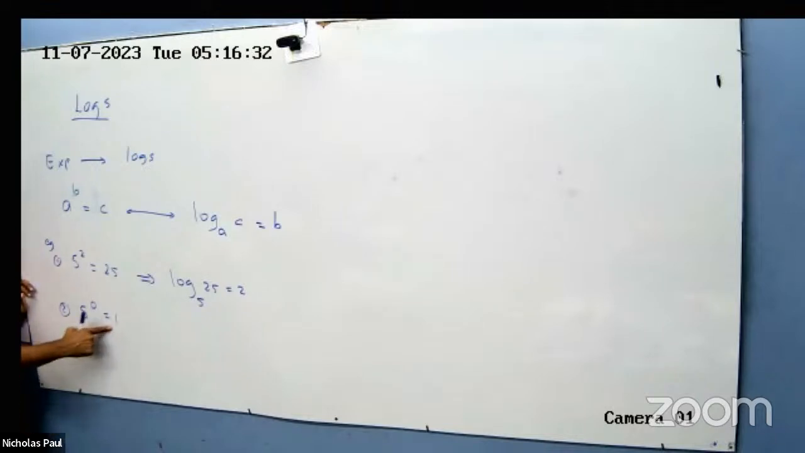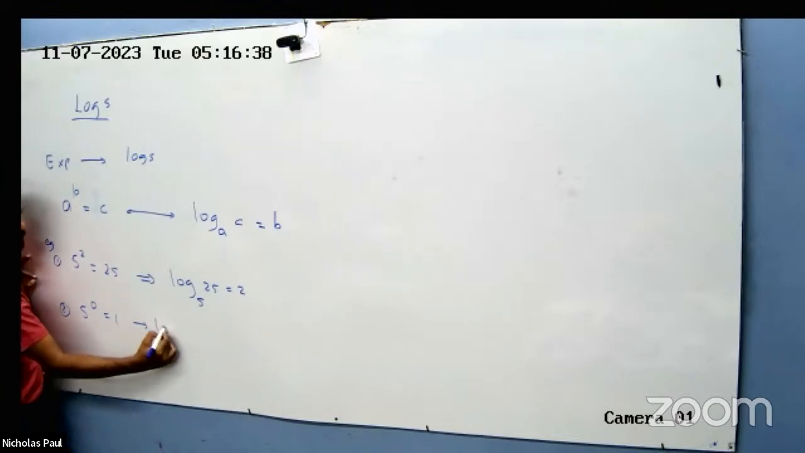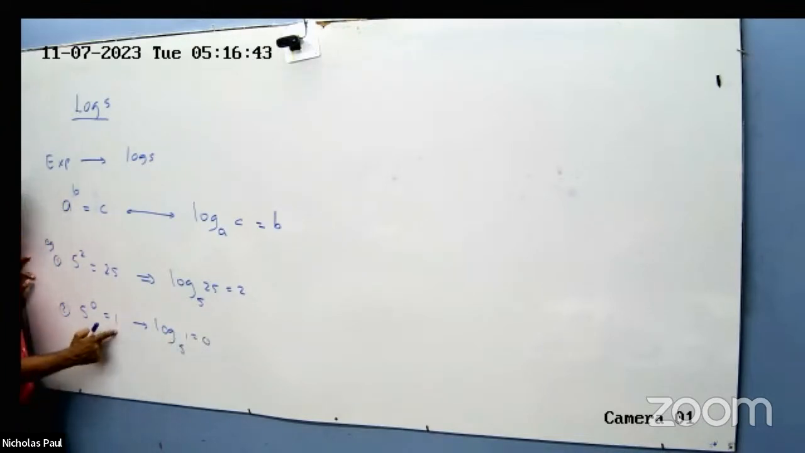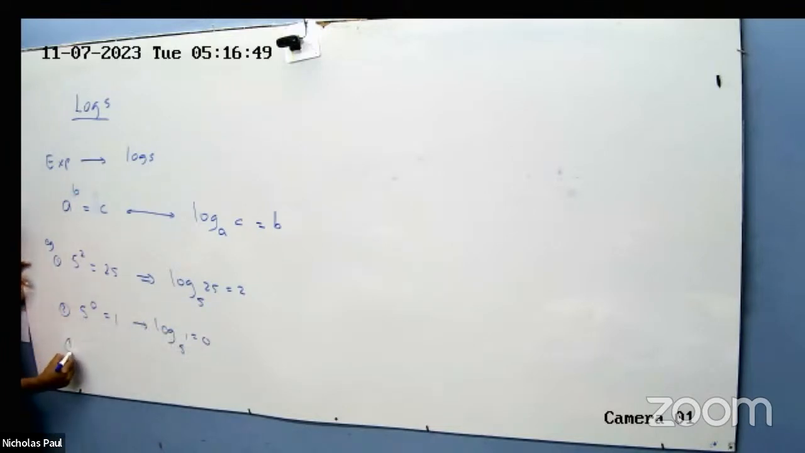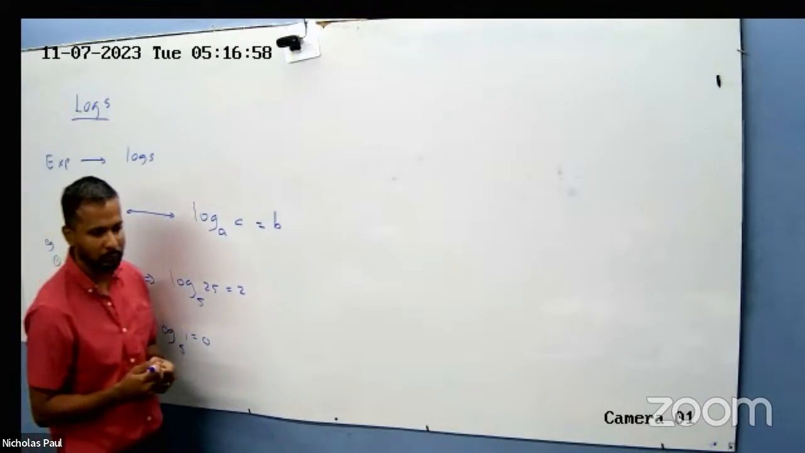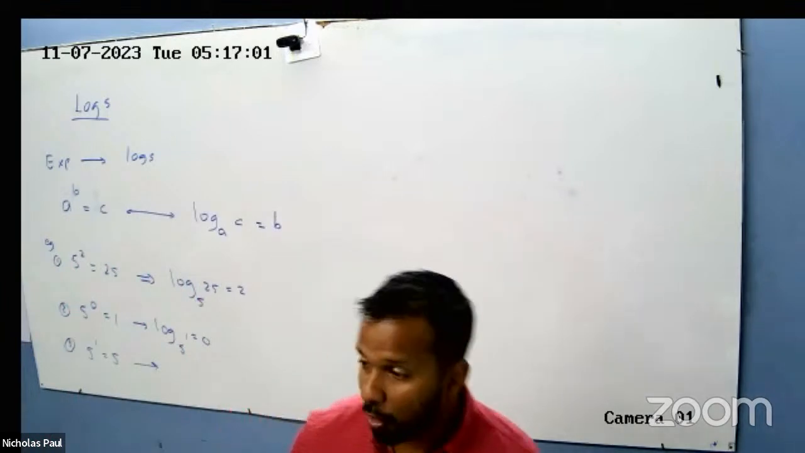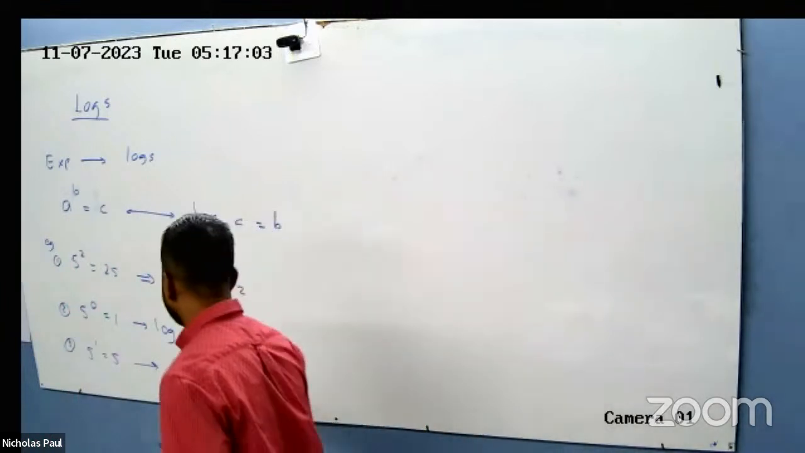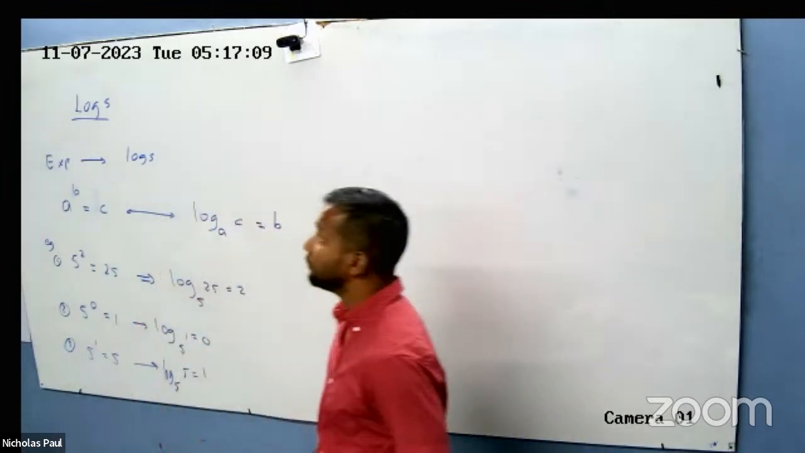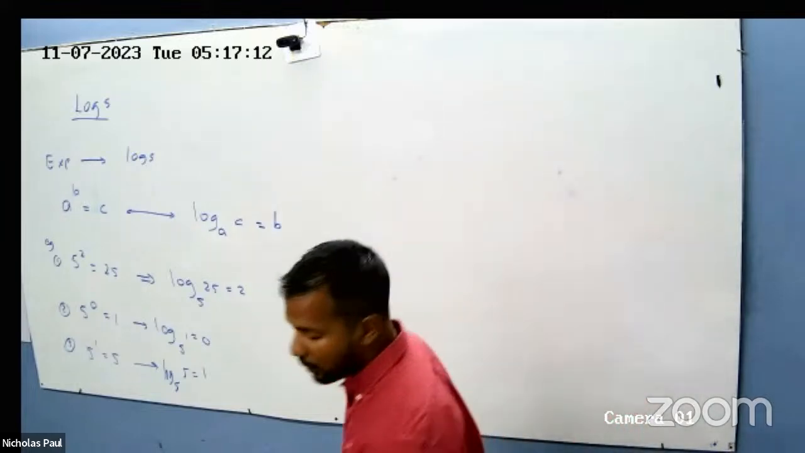Check this one out. What will this here be? Log to the base 5 of 1 is 0. Bring across the 1. So log to the base 5 of 1 is 0. Just try one more. 5 to the power of 1 is 5. What is that? Log base 5 of 5 is what? Log base 5 of 5 is 1.